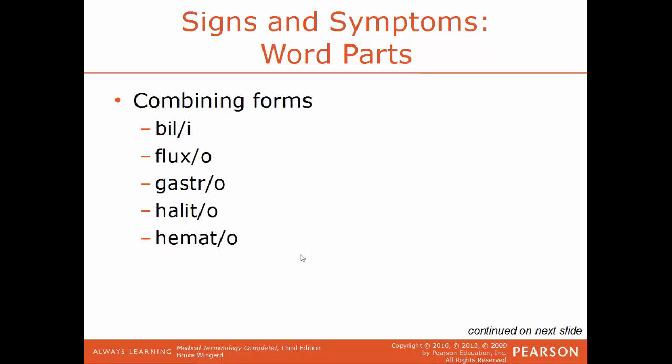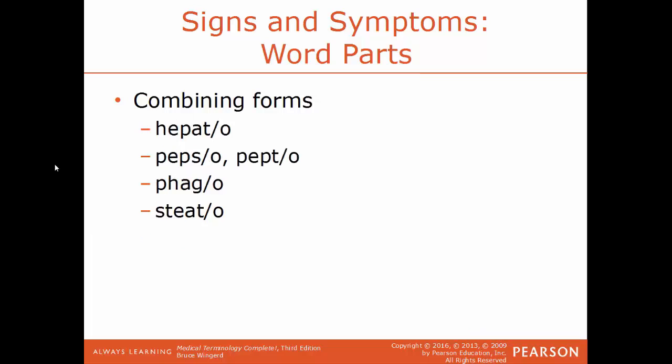All right, some common combining forms that you'll see. Bili is a reference to the bile. Flux or fluxo, an excessive amount of discharge or an excessive amount of flow. Gastro is a reference to the stomach. Halato will be a reference to breath. Hemat or hemato is a reference to blood. Hepato is a reference to the liver.